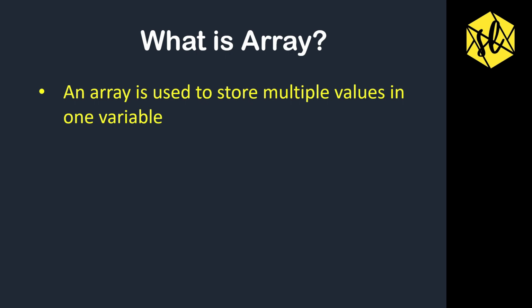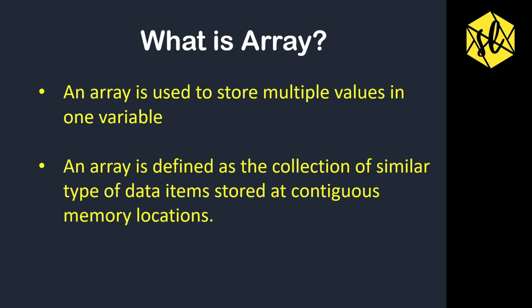But if we talk about an array in depth, the definition of an array becomes something like this. An array is defined as a collection of similar type of data items, stored at contiguous memory location. Now what do we mean by that? To understand this, let's first revise variable and memory.